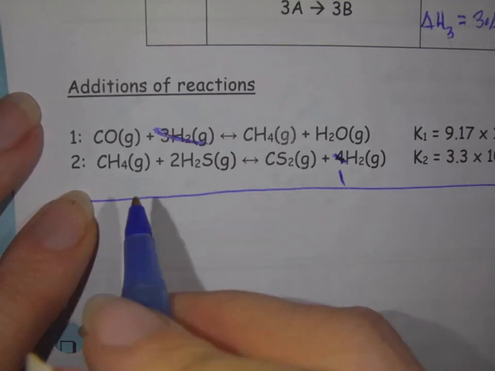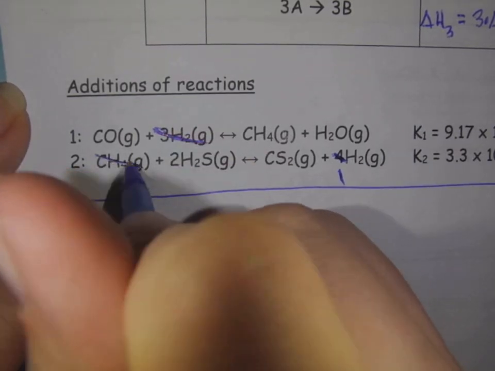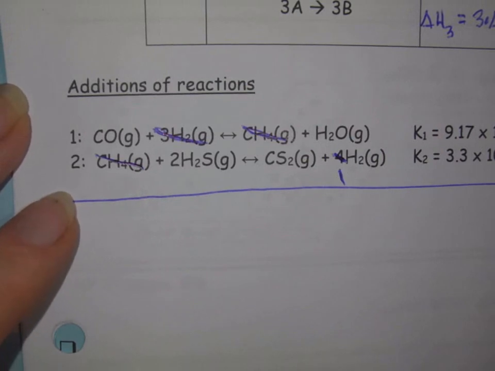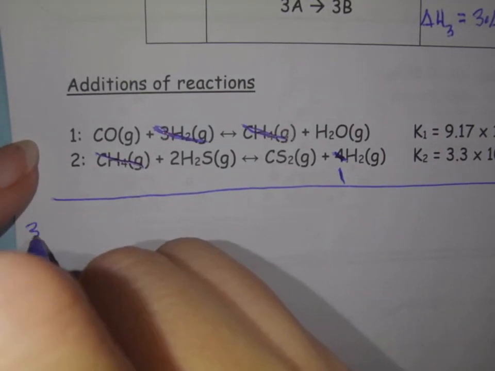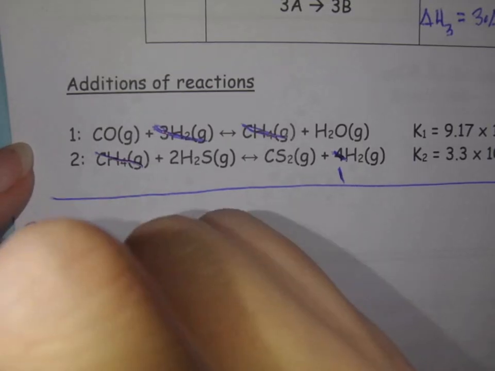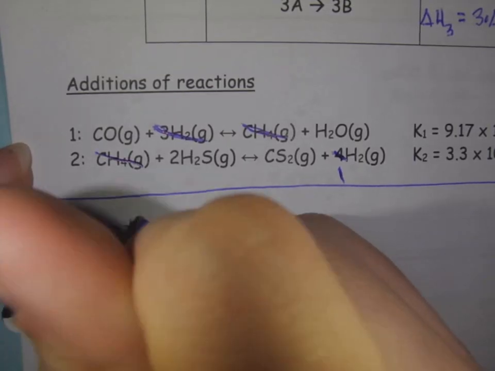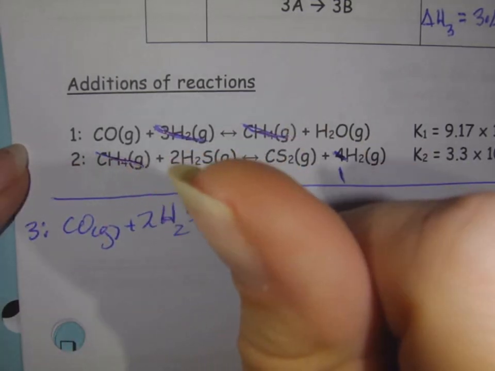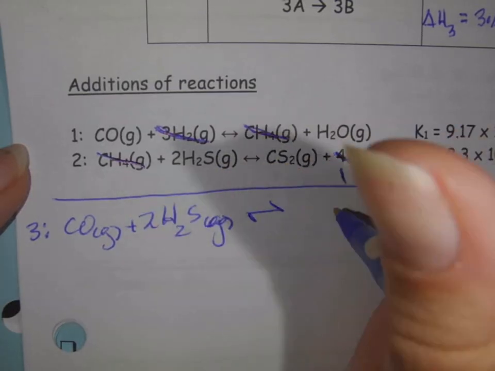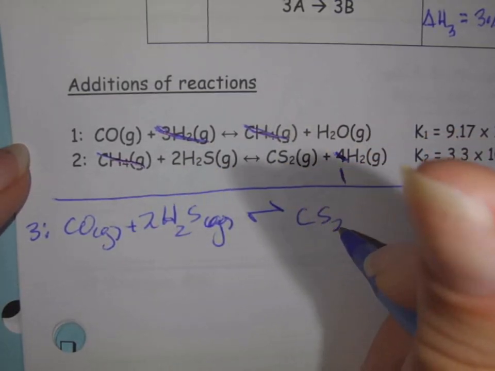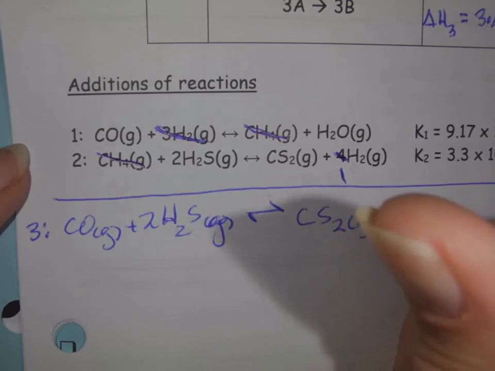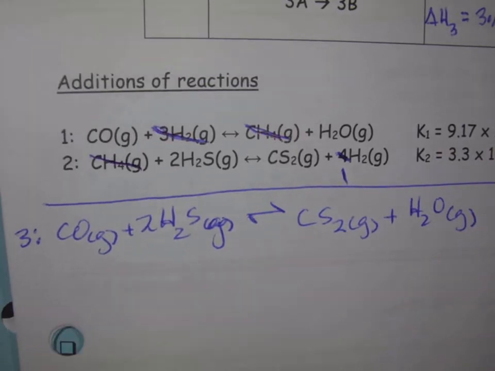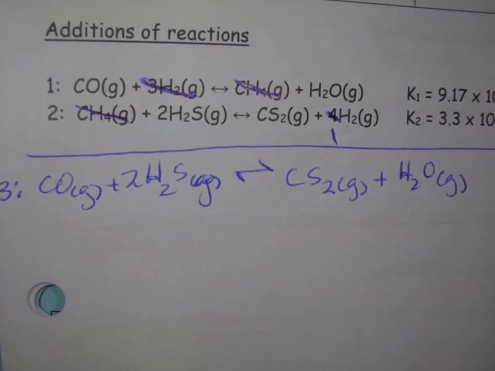And see how we have methane CH4 on the reactant side and the product side? Then that would cancel. Everything else is still there though. So my overall reaction, I'm going to call this reaction 3. My overall reaction would be carbon monoxide gas plus 2H2S gas results in, double arrow, CS2 gas and our H2O gas. All right, that would be my overall reaction.